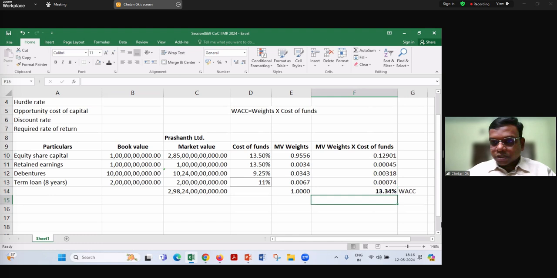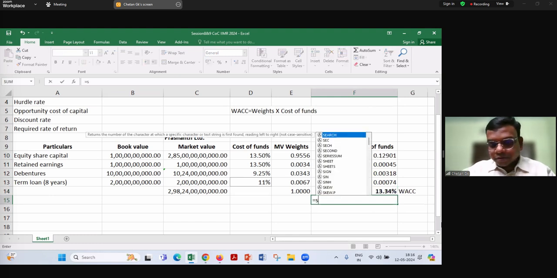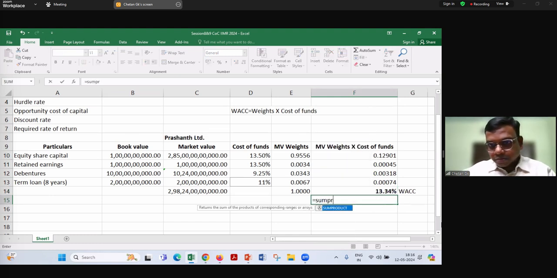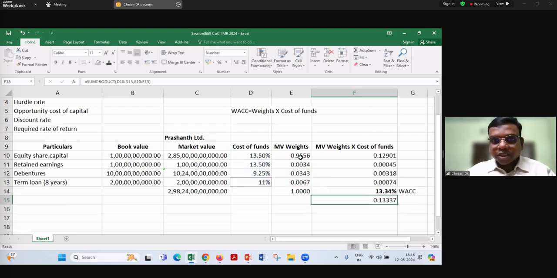I can also use the SUMPRODUCT function. So how to use SUMPRODUCT? That is cost of funds, comma, weights. I should get the same answer.